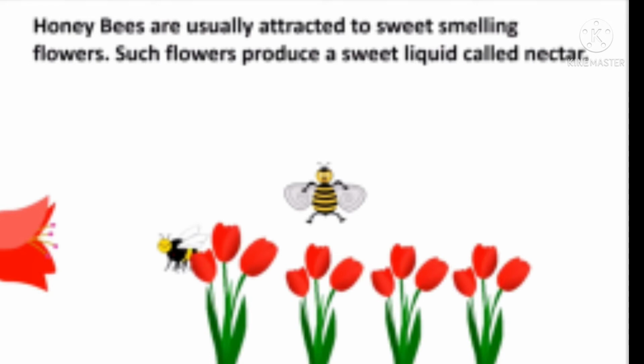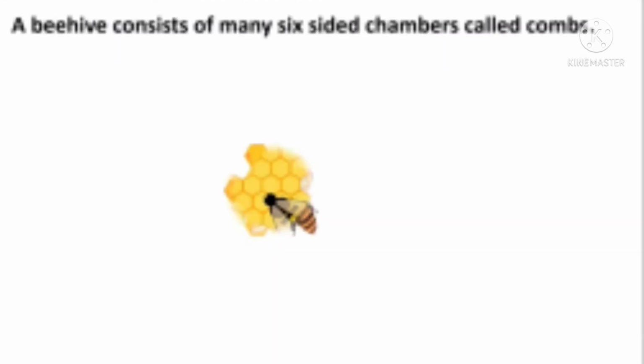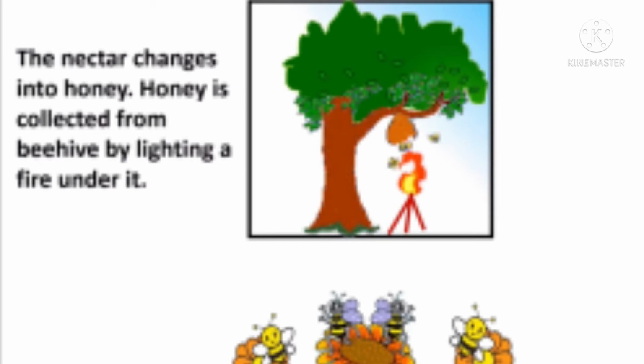A beehive mainly consists of 6-sided chambers called the combs, and honeybees store the nectar in these combs. And this nectar gradually changes into honey. You must have seen how the honey is collected from a beehive, and it is collected by lighting a fire under it. The heat and the smoke drives the bees out of the hive. The people who collect the honey remove the hive and then they collect the honey stored in it.